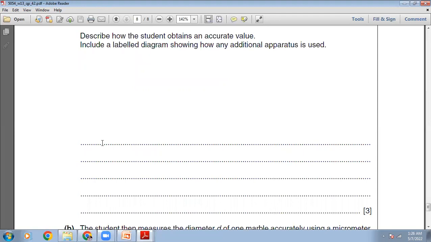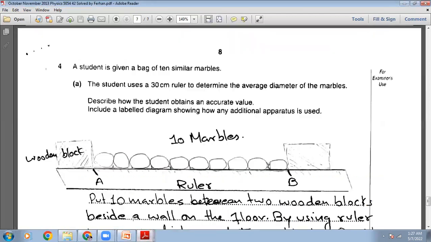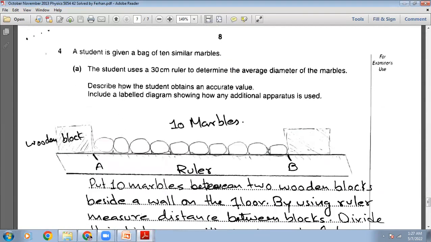So what we will do, we have 10 marbles, so we will place them beside a wall on the floor, and we'll use two wooden blocks. I will put 10 marbles between the wooden blocks. They all should be touching each other, and then I will put a scale in front of the wooden blocks, and I will measure the distance between the wooden blocks. Whatever that distance is, divide it by 10, and you will get the diameter of one marble. And it will be very accurate because it's an average of 10 diameters.